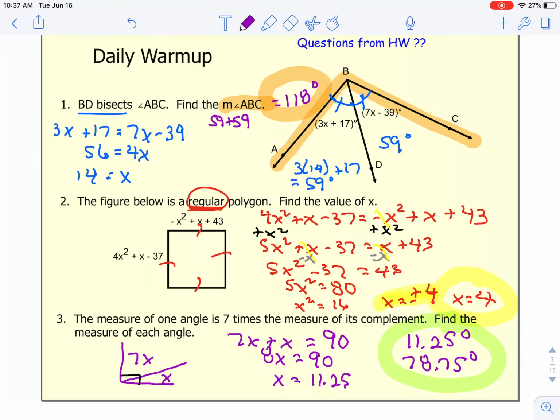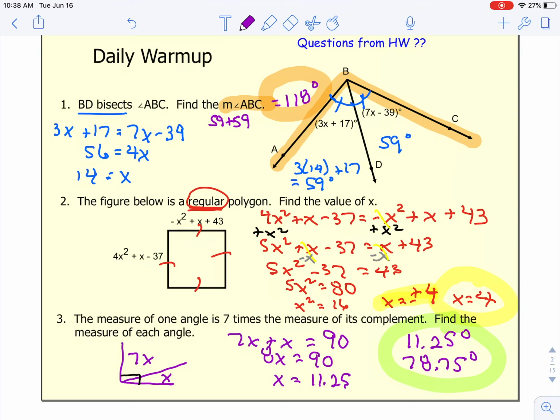If you did your work correctly, in the first question you should have noticed that it says BD bisects the angle. So it cuts it into 2 equal pieces. That means you set the 2 expressions equal to each other and solve for x. Once you do that, you plug the value of x back into one of the expressions, which ended up to be a 59-degree angle for each one. Add them together, 118.